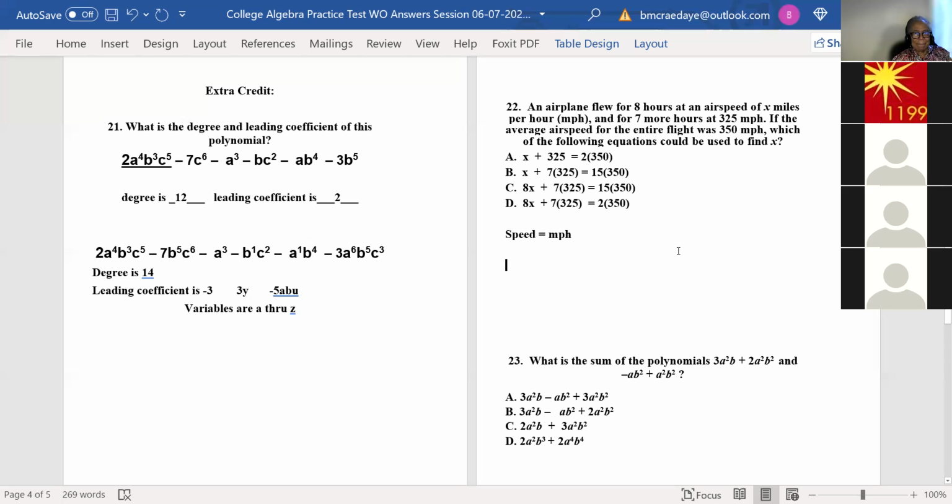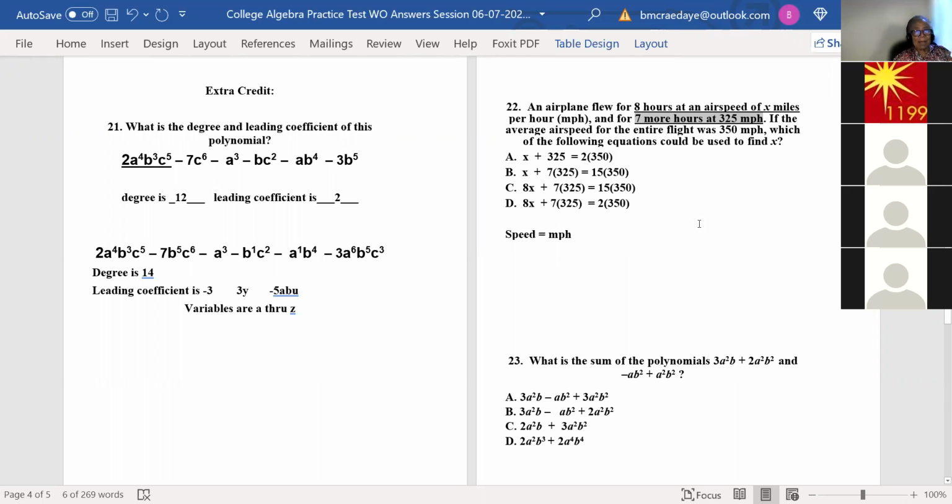8 hours equals X. Oh, I put the X first. No, they said X is miles per hour. Let's just put here, 8 hours at X miles. Let me underline that, right? 8 at X miles, 7 more hours. And they gave you the MPH for this one. 7 more hours, 325.